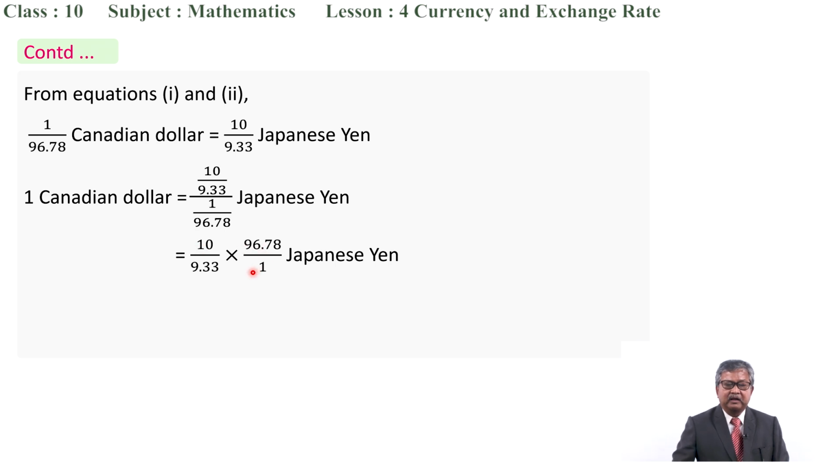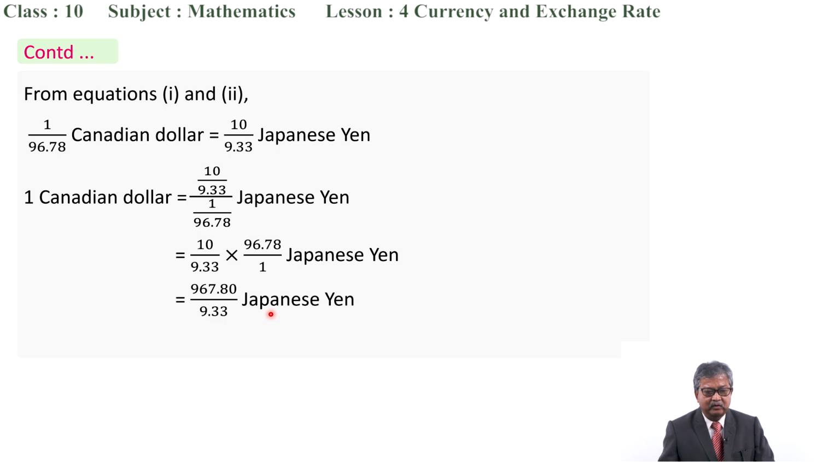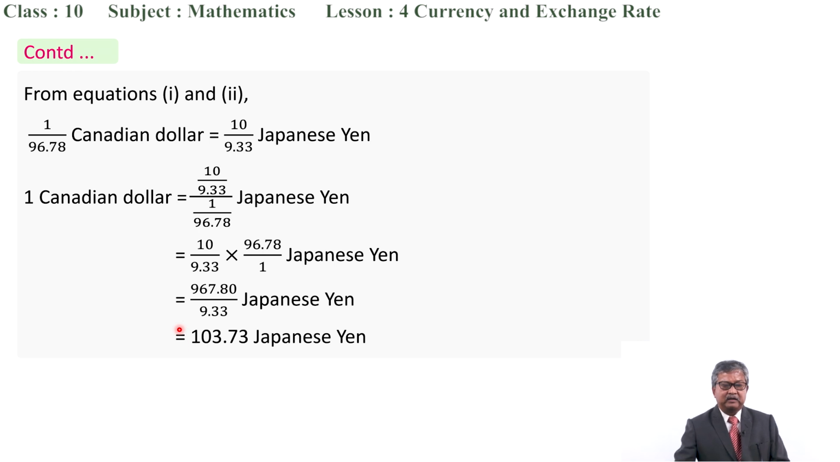Then we got 967.80. And now the denominators also multiply, we got 9.33. So we can say 967.80 by 9.33 Japanese yen. Then you can use the calculator, please. What did you get now? Yes, I also use the calculator. Then we got 103.73 Japanese yen. That means 1 Canadian dollar can be exchanged with 103.73 Japanese yen.